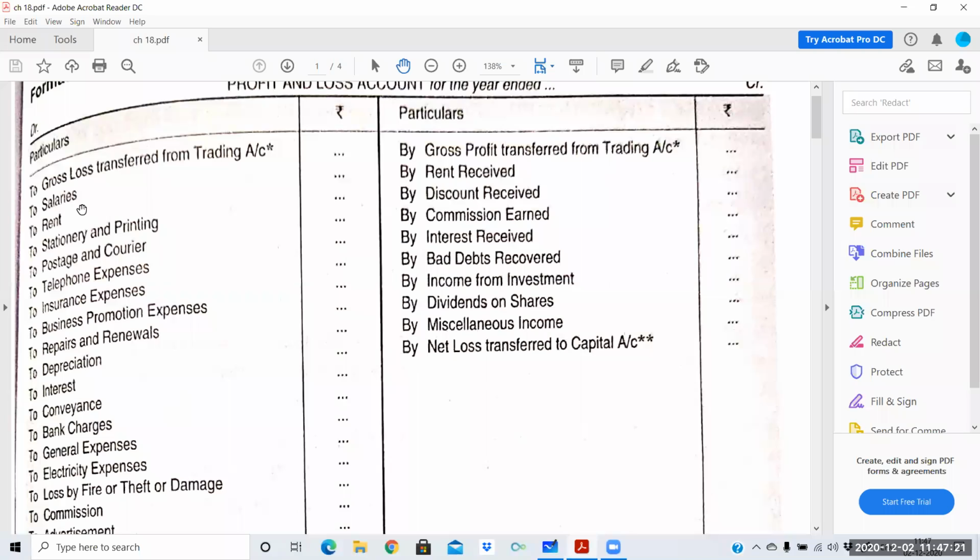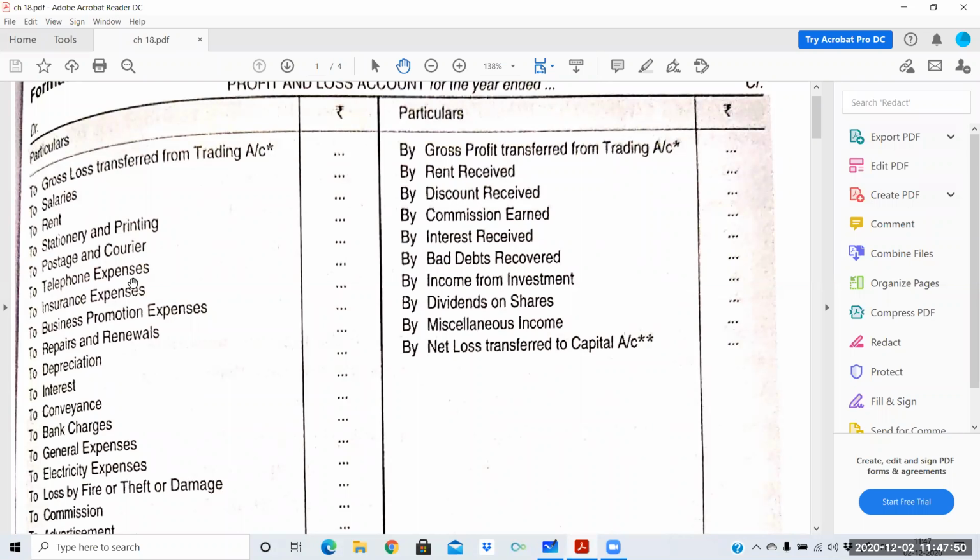For example, salaries, rent. If only rent is given, then assume it indirect. If factory rent is given, then it is direct. Factory means anything which is related to factory is direct, so write it in trading account. Stationery and printing, this can be the heads of the example. Many other indirect expenses can be there. So these are only few examples.